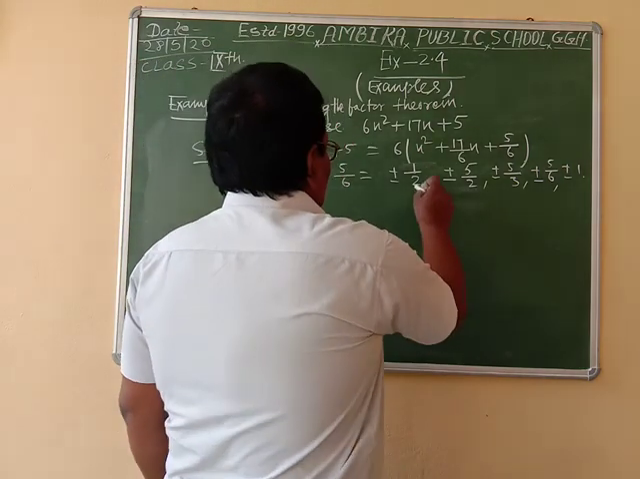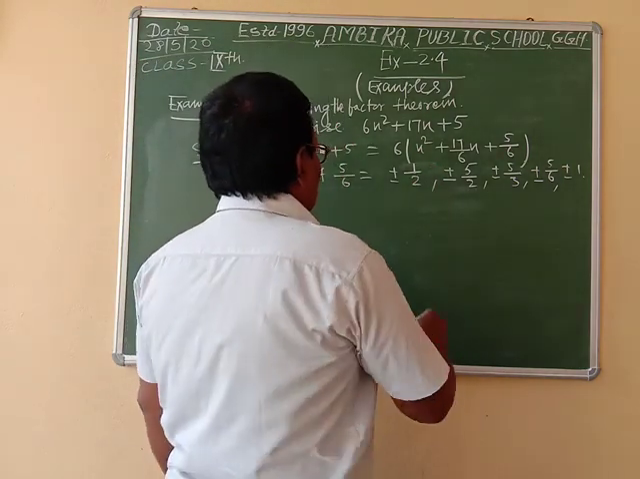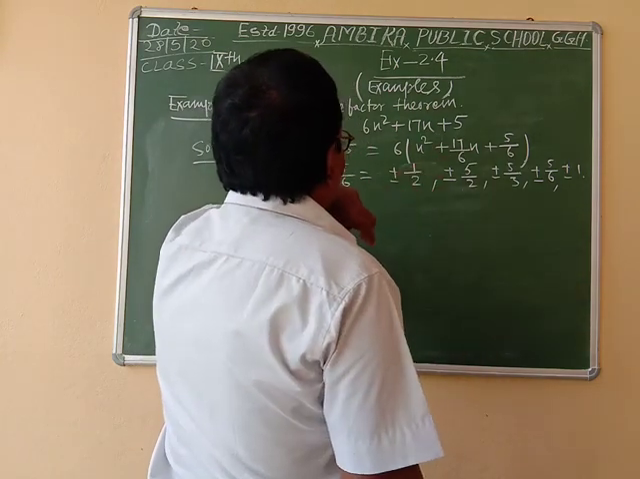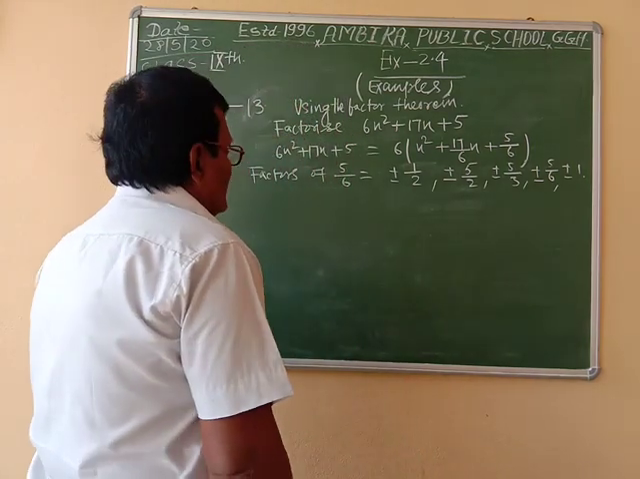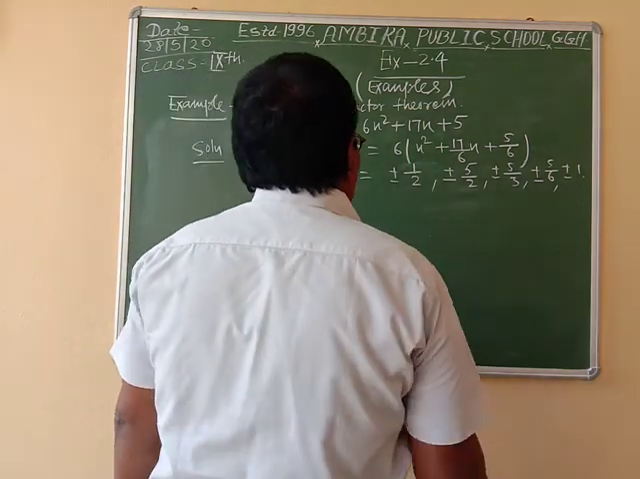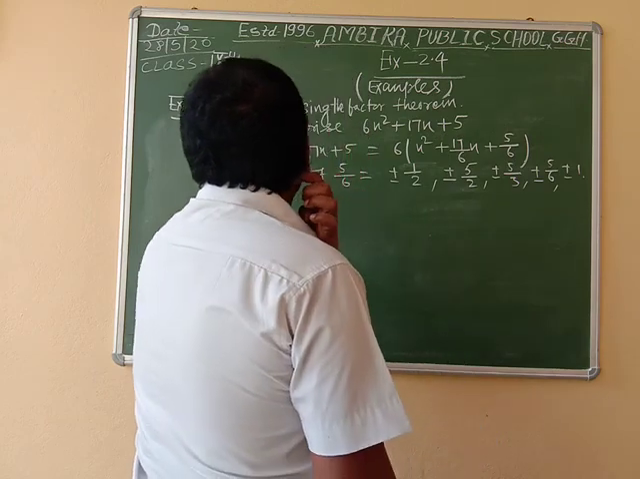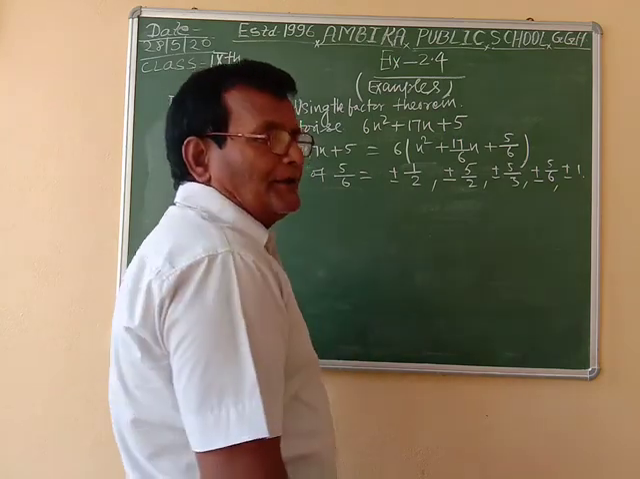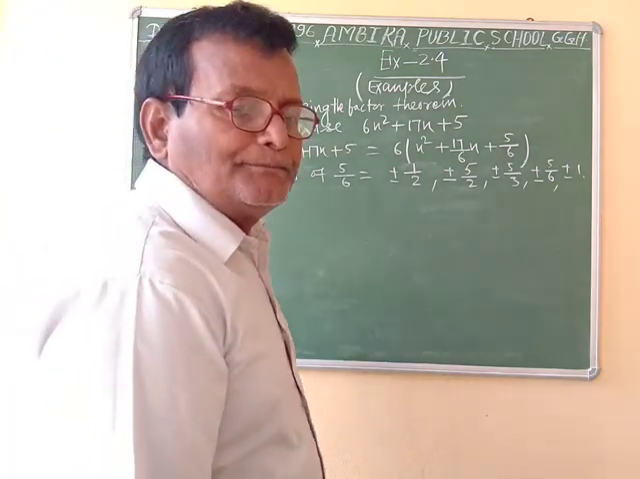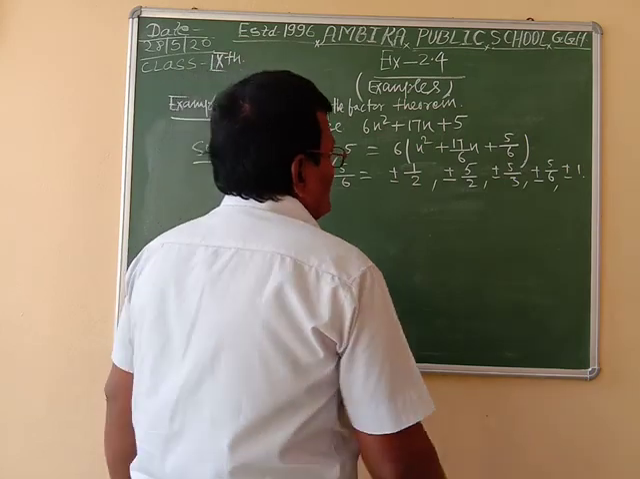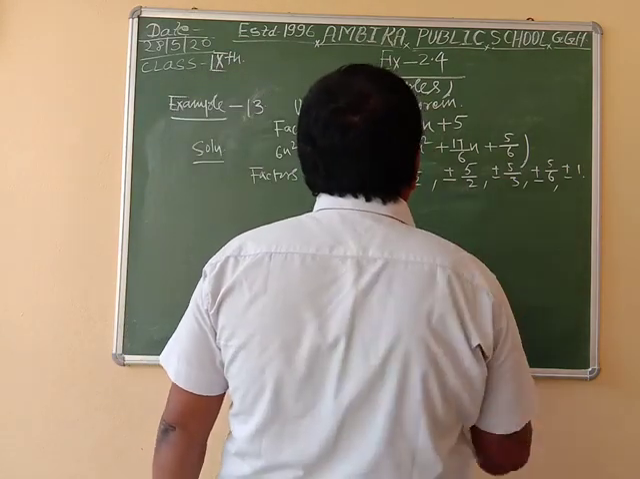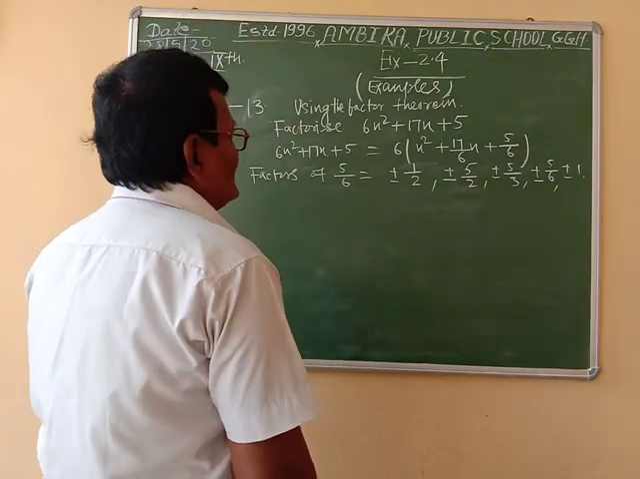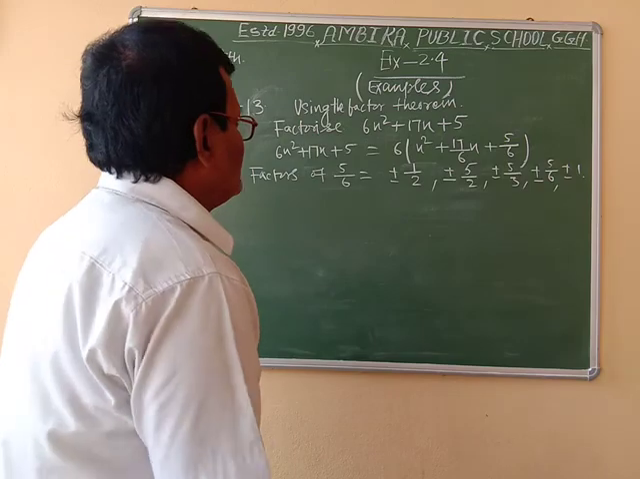We put these values in the given expression. If x square plus 17 by 6x plus 5 by 6 is equal to 0, then that value will give one factor of the given expression. We put 1 by 2.